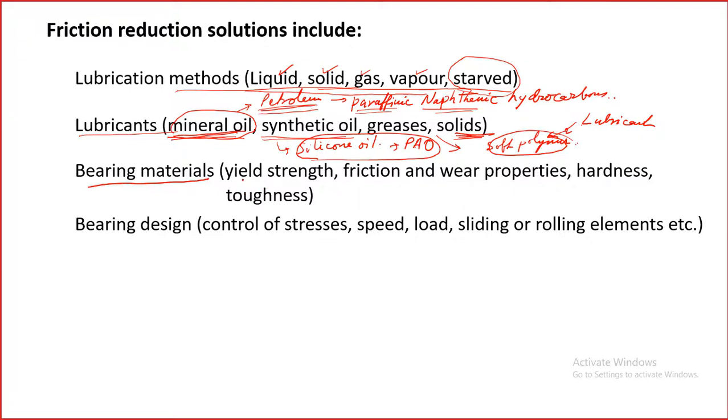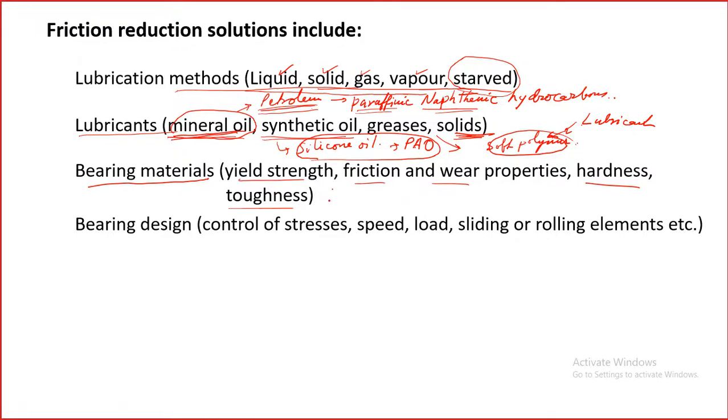So we have to look towards the yield strength, the friction wear properties, the hardness and toughness. Any very well-known bearing material, you know? Can you give me the name of one bearing material? Babbitt alloy. Babbitt alloys, okay. Anything else?